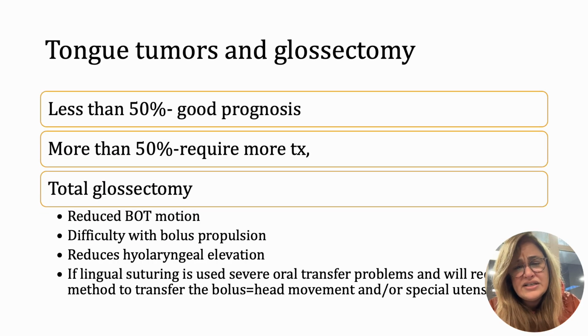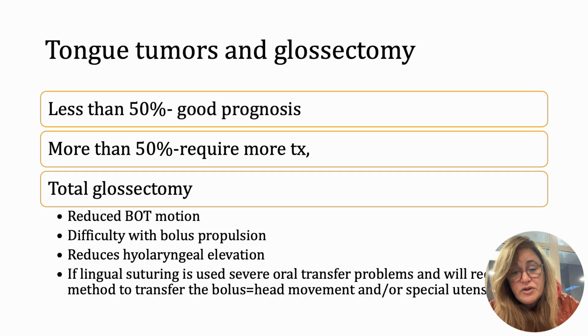Some of the things that are important: depending on where the cancer or the tumor was, we will remove parts that will impact or will be structures that were important for swallowing, like tongue tumors. If less than 50% of the tongue is removed, it is a good prognosis, but if more than 50% of the tongue is removed, they for sure will need therapy, reconstructions, and more therapy. With a total glossectomy, for sure, base of tongue motion will be almost reduced or minimum.